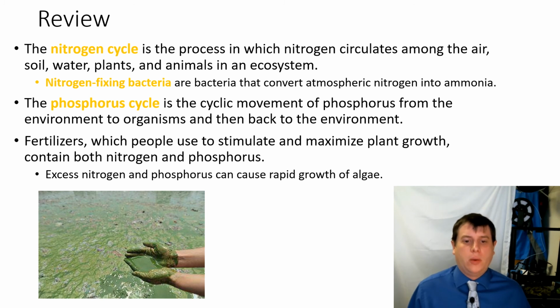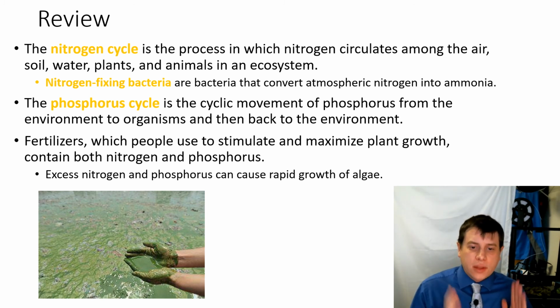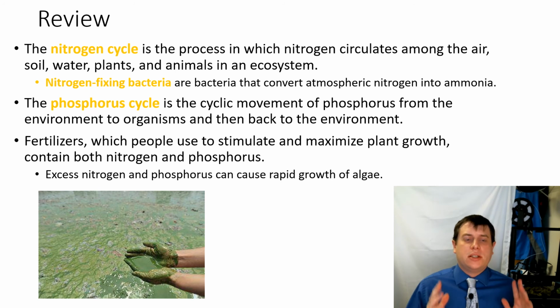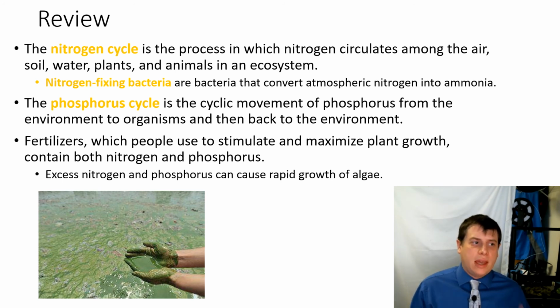So let's review really quickly, all right? The nitrogen cycle is the process in which nitrogen circulates among the air, soil, water, and plants. Nitrogen-fixing bacteria are the bacteria that convert atmospheric nitrogen into ammonia. You need to know that term, nitrogen-fixing bacteria. That's an important term. When I highlight them in yellow like that, that's what you need to watch for. The phosphorus cycle, then, is the movement of phosphorus from the environment, mostly sediment and rocks, back to organisms and then back to the environment.